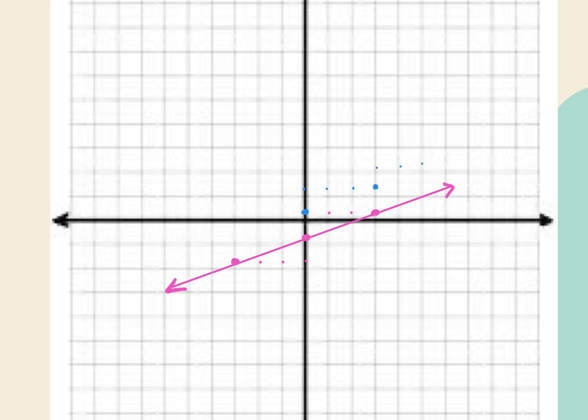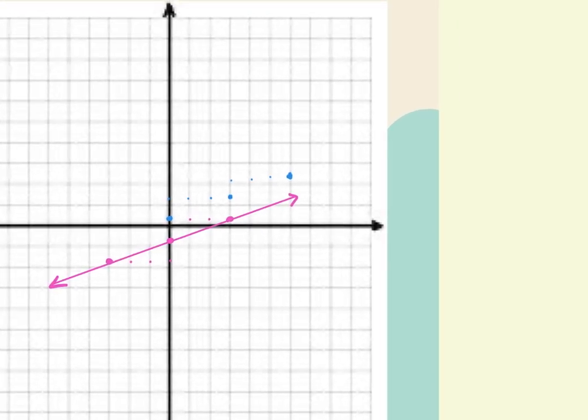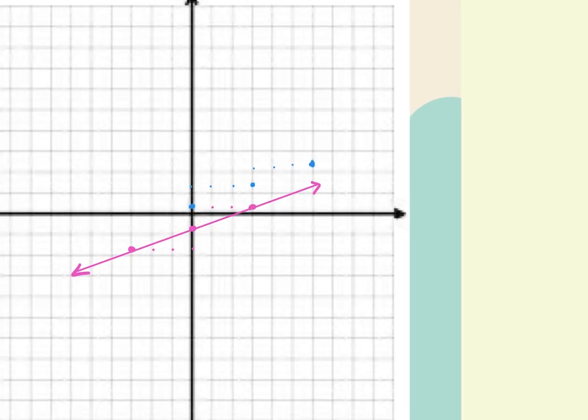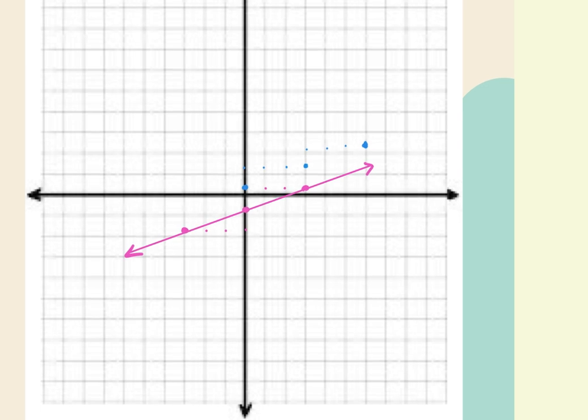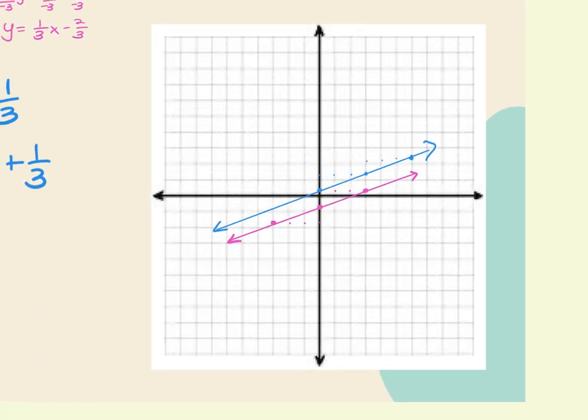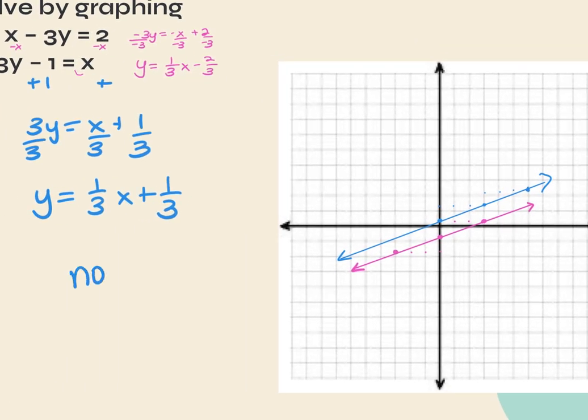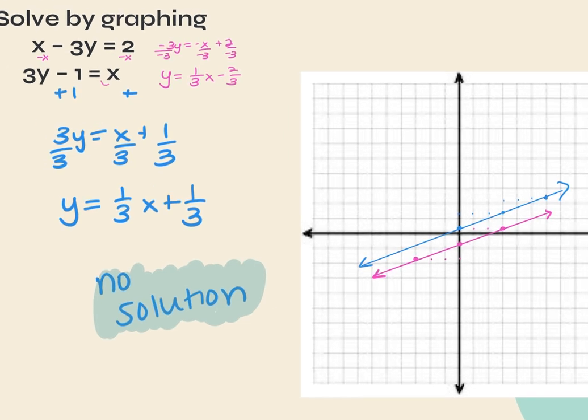What's going to happen? Compare these slopes. What's true? No solution. They're the same slope, right? Because these lines are parallel, and if that's the case, then they never intersect. So no solution. Questions on that one?